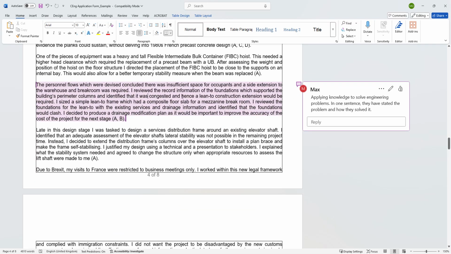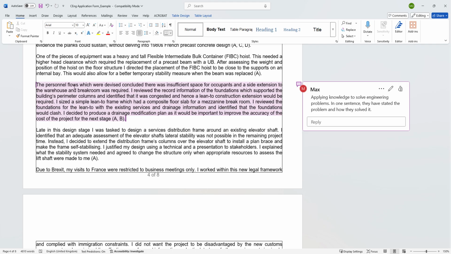Here, what comments did we have? We said that applying knowledge to solve engineering problems is what the candidate did in this paragraph. So that's A and B. In one sentence, they have stated the problem and how they solved it. So let's just read this paragraph and see what the candidate did here.